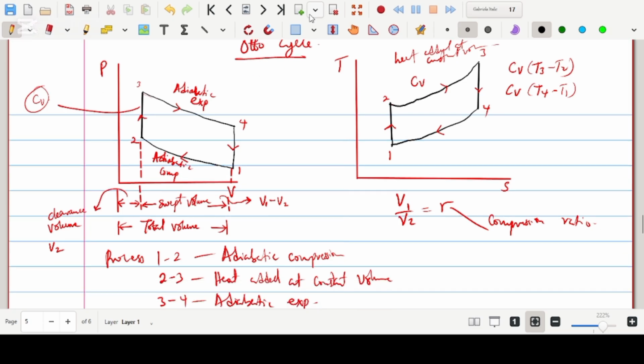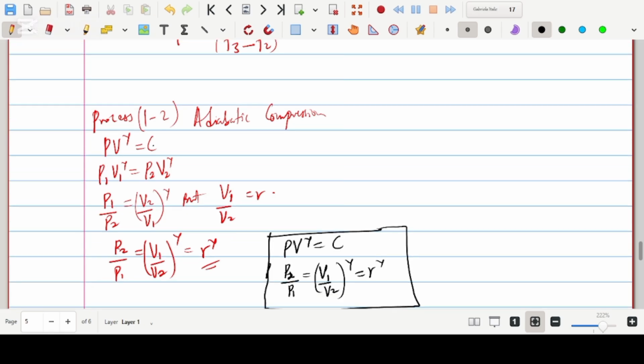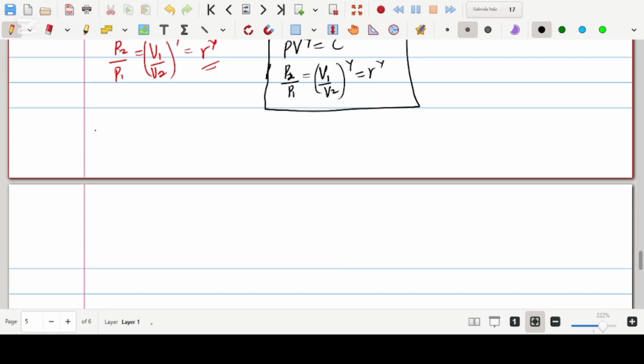If you look at process 2 to 3, this is heat added. At what condition does it occur? At constant volume. Because here we are dealing with gas, and from your gas laws, you have Boyle's law, which is PV, your Charles's law, which is V over T, then you have your general gas equation, PV over T. Is that taken?